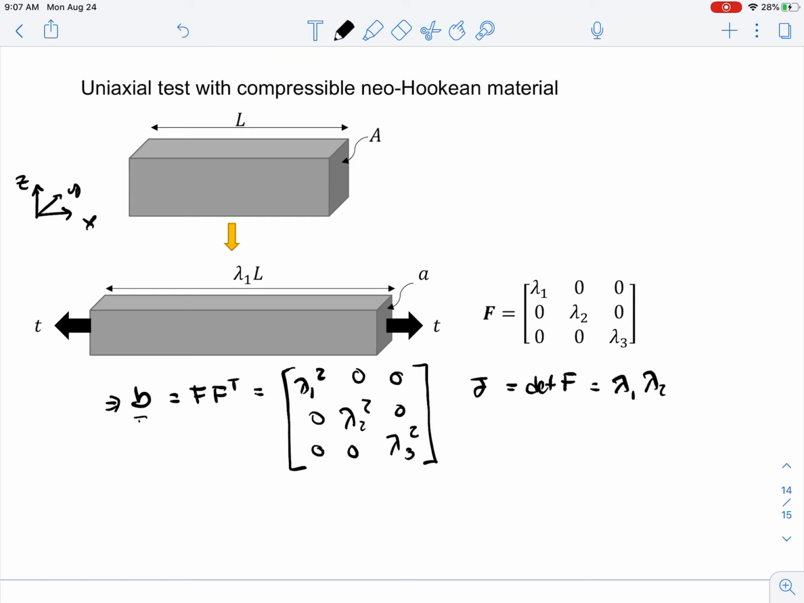So in this case, lambda 1 times lambda 2 times lambda 3. And then simplify, because in this case, you can assume that there's no constraints in either the y-axis or the z-axis, so you can say lambda 2 equals lambda 3. Let's just call it lambda 2. So for B, we're going to simplify this a little bit. Lambda 1 is what we control, so that one stays the same.